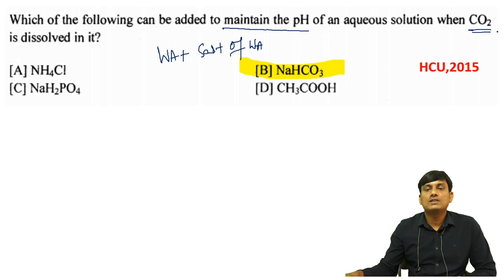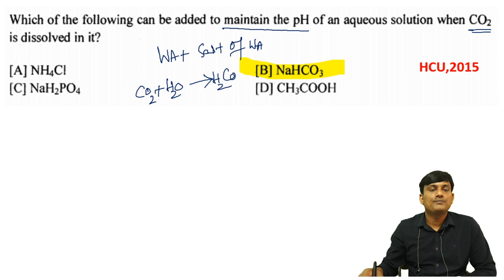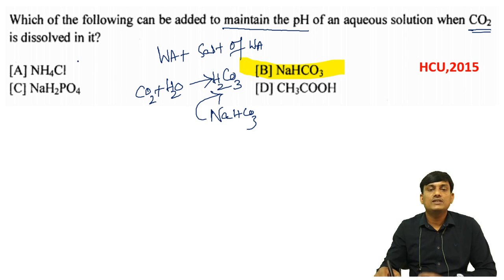When you dissolve CO2 in water, there is a formation of a weak acid, that is carbonic acid, H2CO3. So when you add a salt of this weak acid, suppose NaHCO3, to H2CO3, it acts as a buffer solution and maintains the pH. So which one will maintain the pH of an aqueous solution when CO2 is dissolved in it? Sodium bicarbonate.